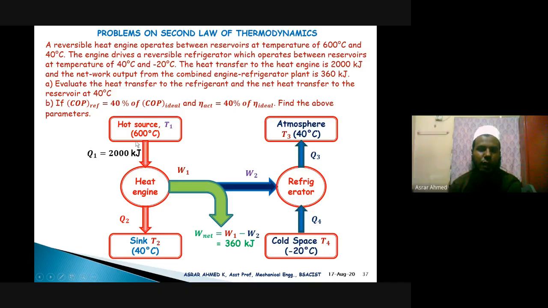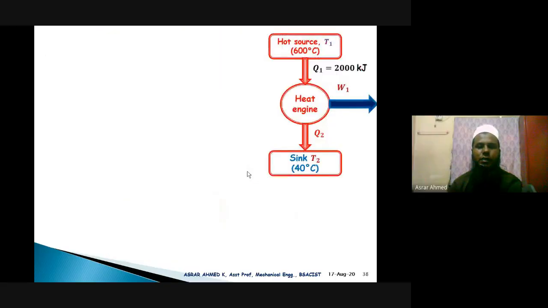As if you have two reservoirs, a heat engine, and W1. The second part, we're having two reservoirs, a refrigerator, and W2. So first we shall take the part of the heat engine. As if you are having a heat engine, with a reservoir at 600 degrees centigrade and a sink at 40 degrees centigrade, and it is producing W1 work, as simple as that.